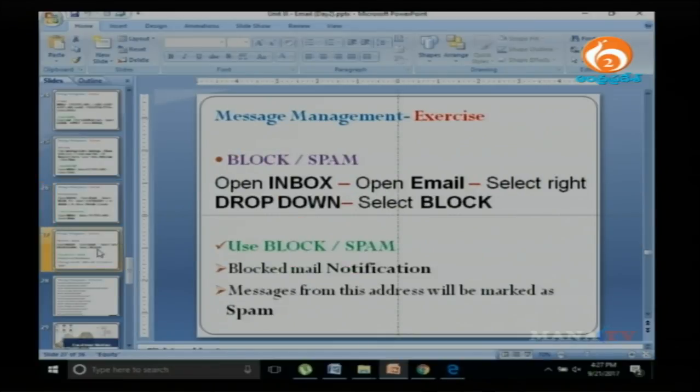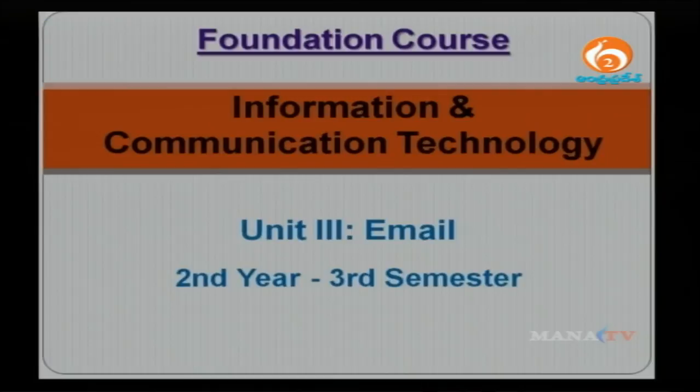Now we will see the blocking of particular emails. What it means: suppose you are getting a lot of mails from a particular mail address and you don't want to receive them, you can do that by blocking. This is the best way to block unnecessary mails, malware related mails, as well as commercial and advertisement related mails. You can do that with the blocking option. So we will do that by exercise.